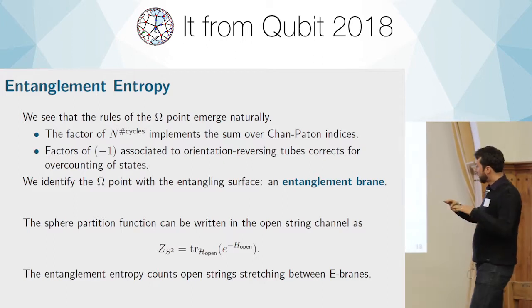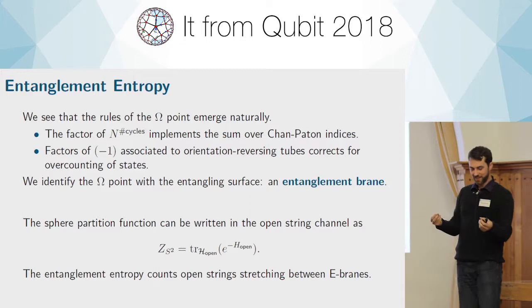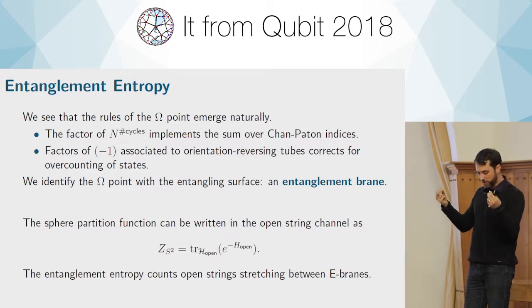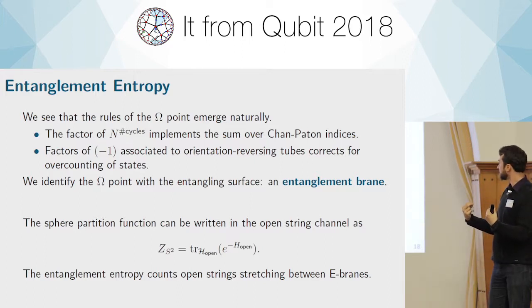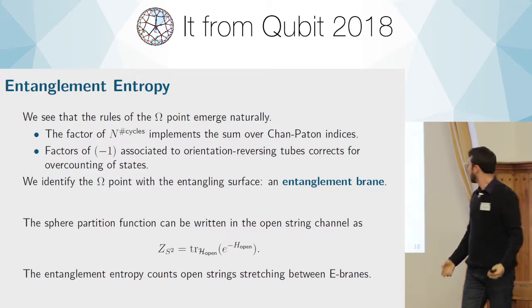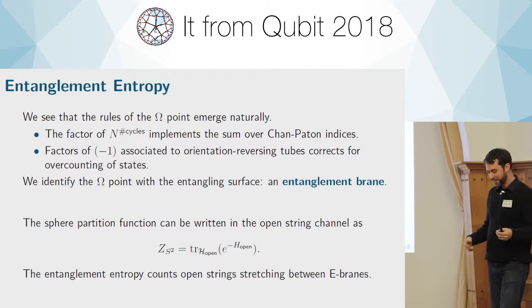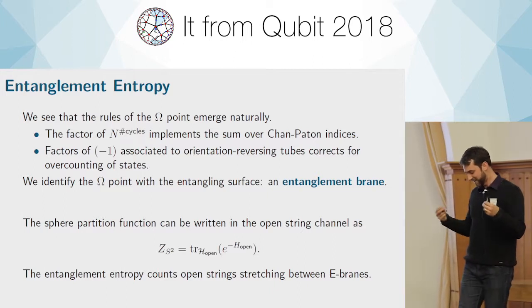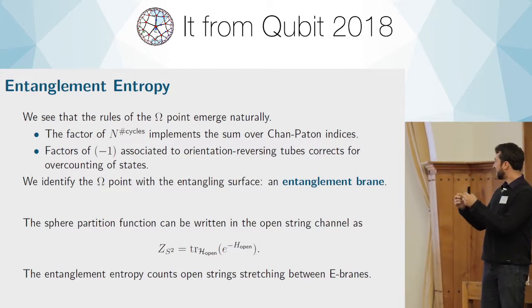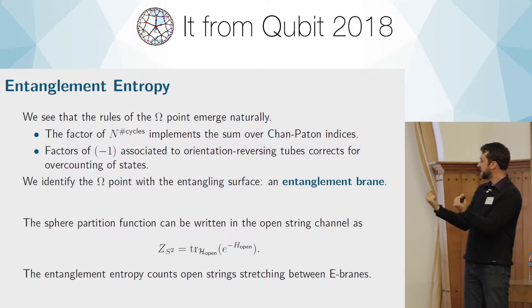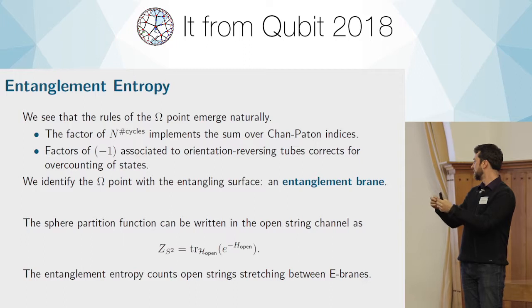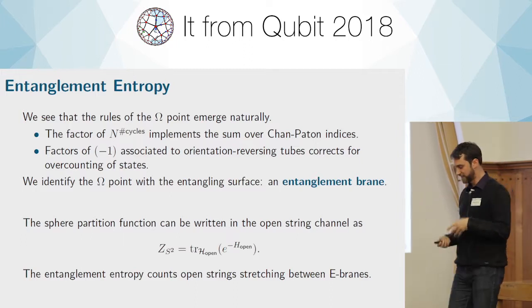So what we see is that this omega point we should think of as a sort of brane that sits at the entangling surface. We called it an entanglement brane, or maybe, slightly tongue-in-cheek, an E-brane. And to summarize, the entanglement entropy is counting open strings which are stretching between these E-branes.